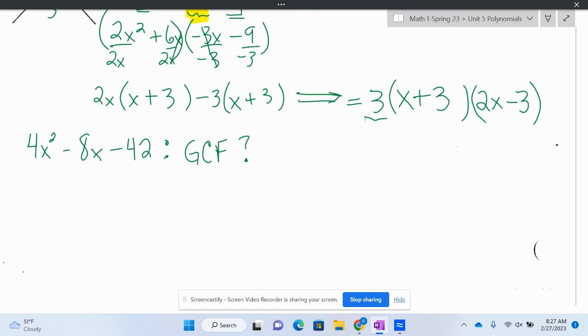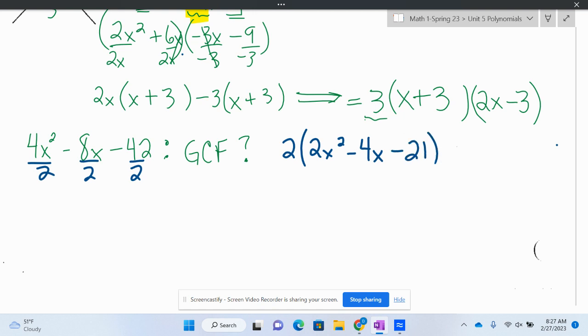Dos. Yeah, good job. They're all divisible by 2. Perfect. So we're going to factor a 2 out first. Take a 2, take a 2, take a 2. Originally, I thought it was a 4, but 42 is not divisible by 4. So that's how I knew I had to take out a 2. So when I divide all of those by 2, I have 2x squared minus 4x minus 21.